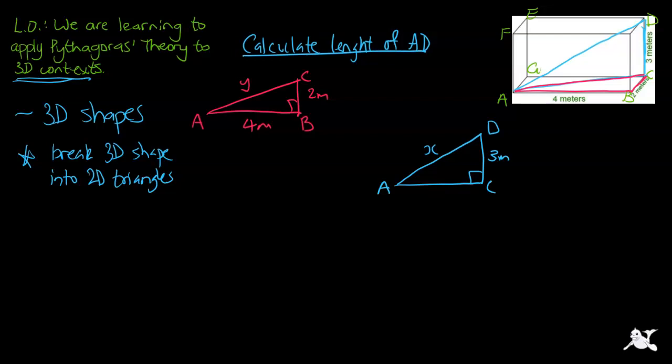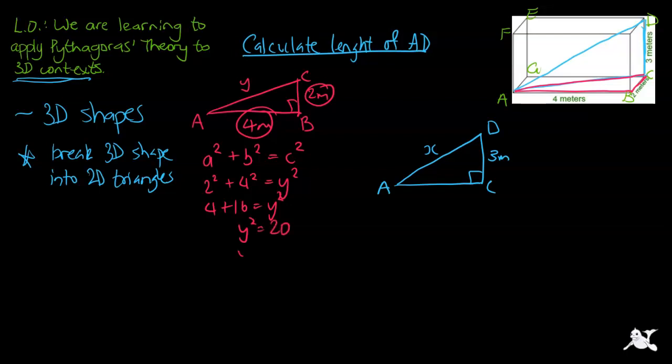So let's work on the pink triangle first. We write A squared plus B squared equals C squared. We then substitute what we know. A and B are 4 and 2. So 2 squared plus 4 squared equals Y squared. That becomes 4 plus 16 equals Y squared. Y squared will be equal to 20. Y is therefore the square root of 20. Pop that in your calculator, and that's going to get you 4.47. That there is in meters, and I've rounded that to one decimal point.